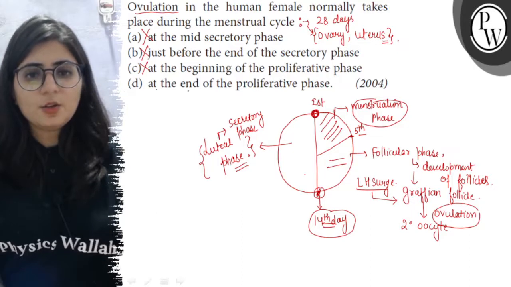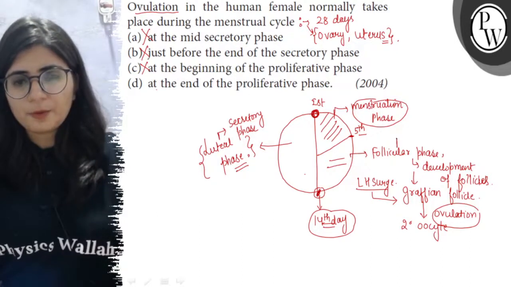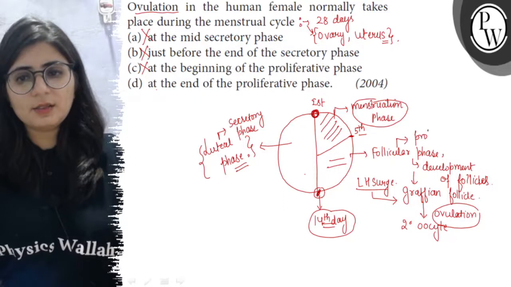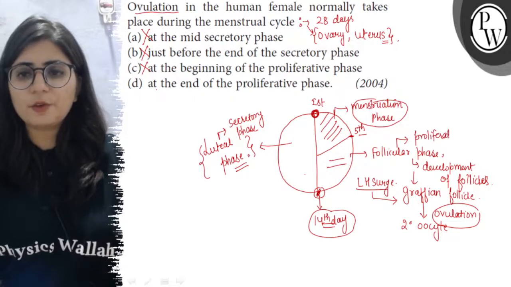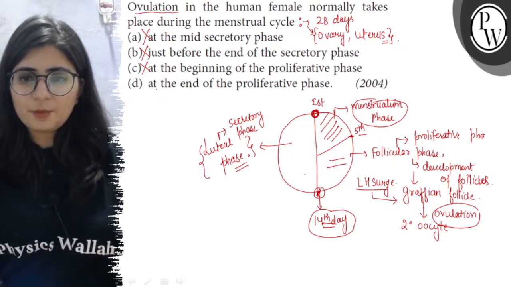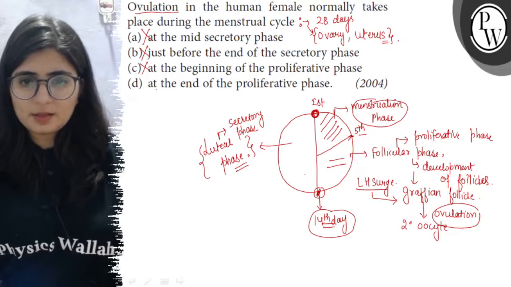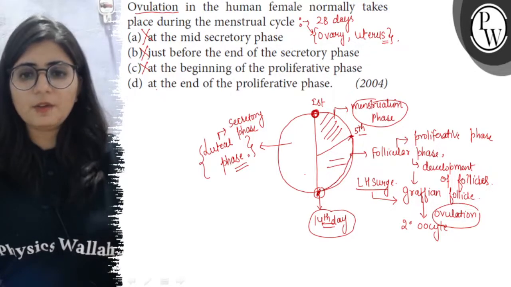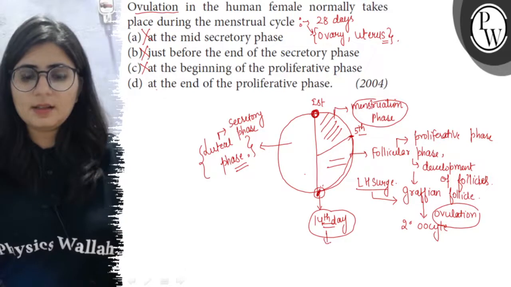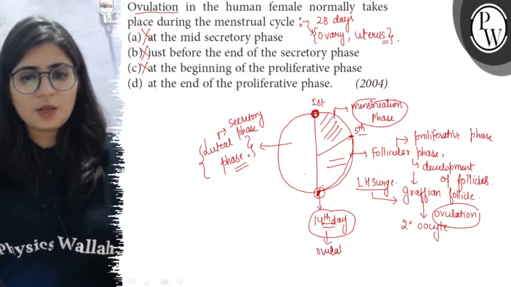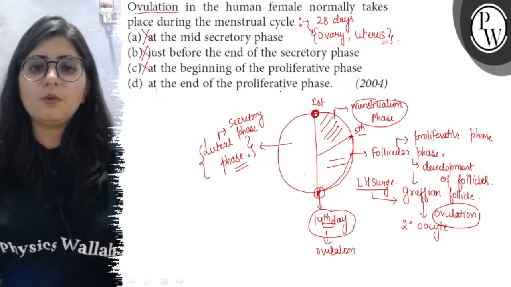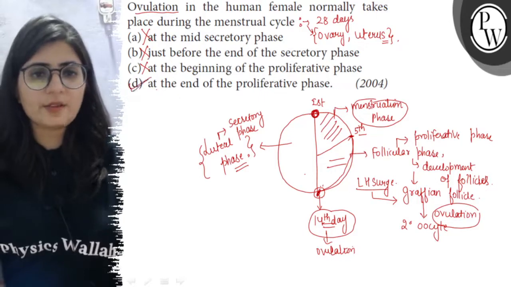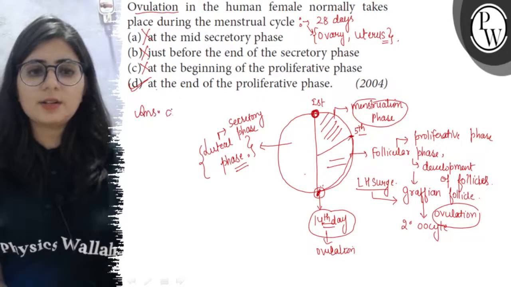Now the end of proliferative phase. The proliferative phase is also known as the follicular phase. We can see from this pie chart that when this follicular or proliferative phase is ending, then there is ovulation. So ovulation occurs at the end of the proliferative phase. So this is the right option here. Option D is the right answer.